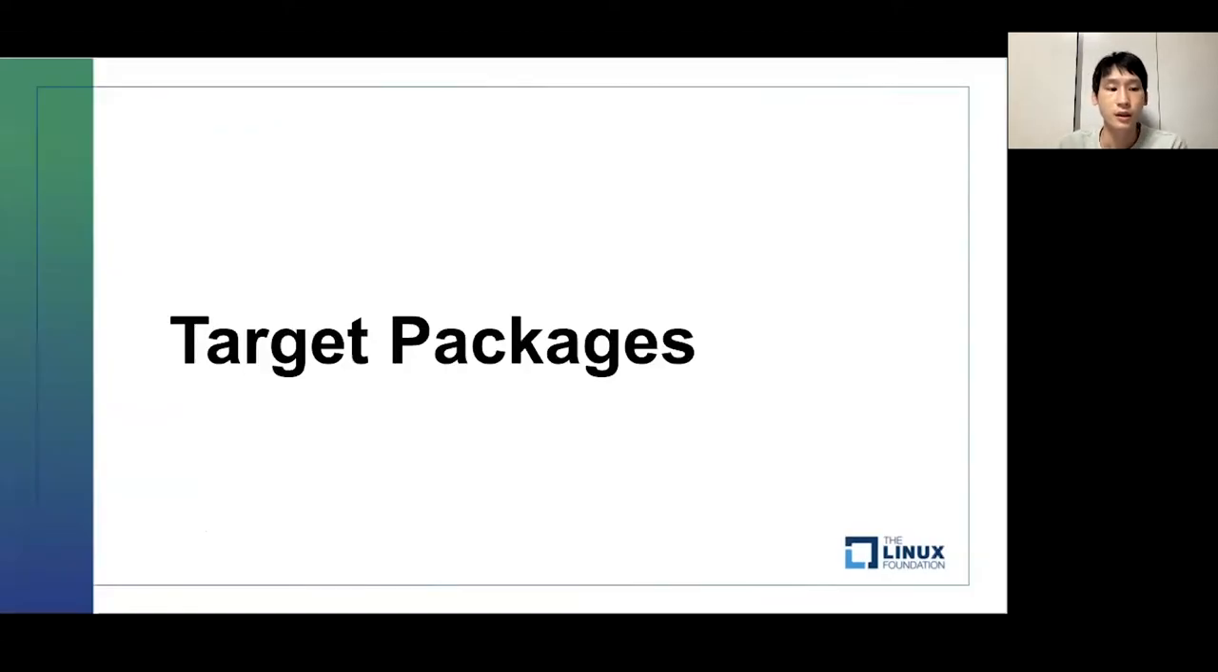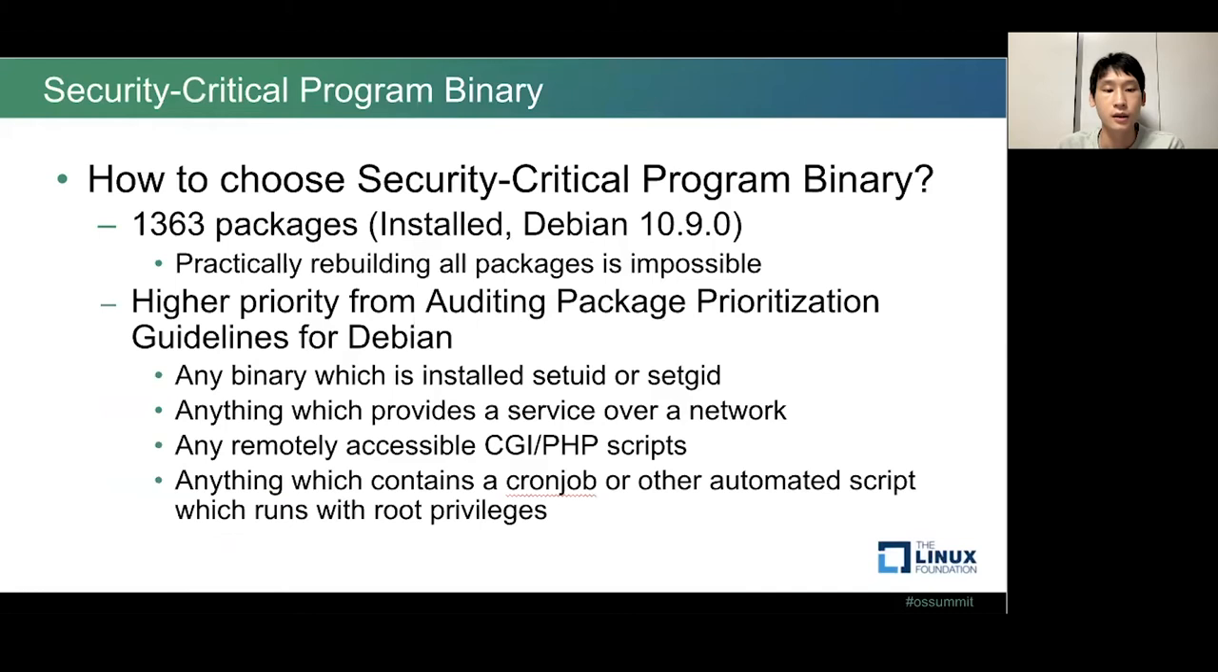Target packages. Practically, rebuilding all packages is impossible. In Debian 10.9, 1,363 packages are installed. So there are so many packages. So we set higher priority in terms of security. The Debian community provides a guideline, the higher priority audit guideline.